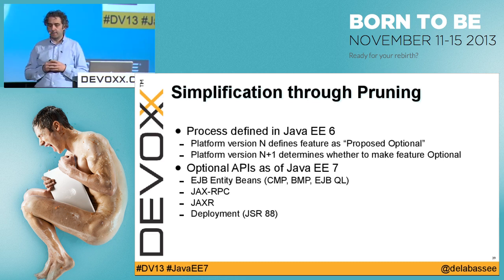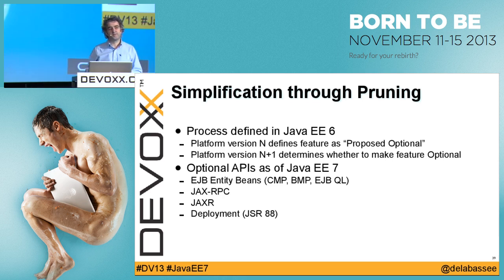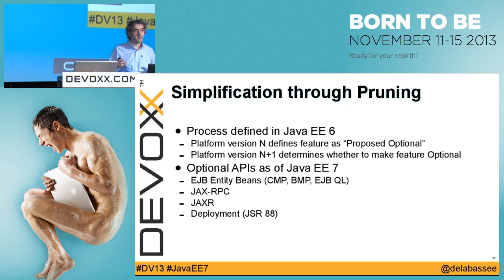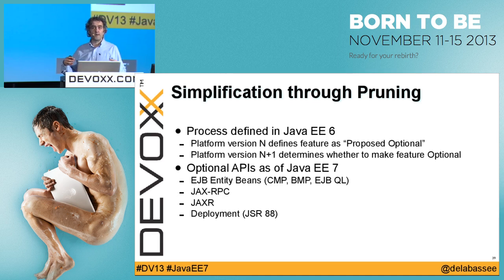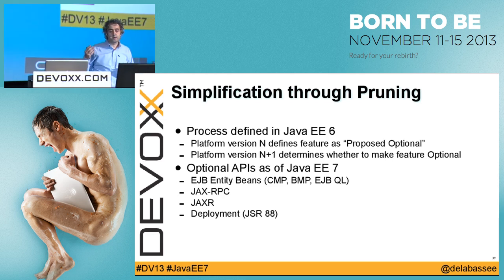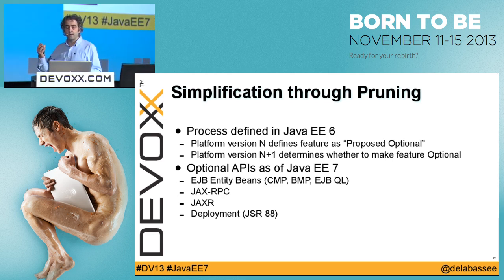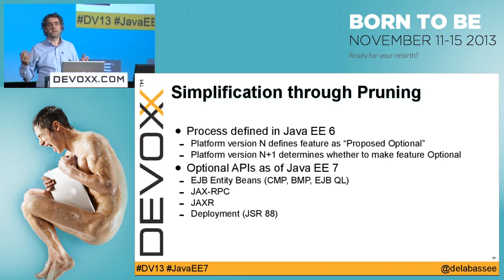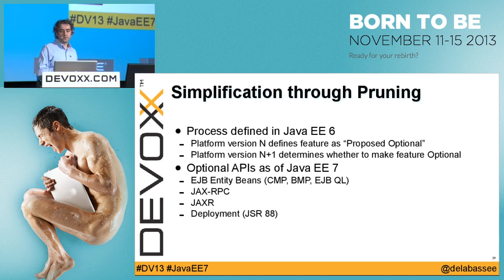Pruning is basically a way to put some warning flags on some specifications that are not really useful anymore. So in Java EE 6, we pruned a few specifications. That basically means that in Java EE 6, they were marked as proposed optional. They were still there in Java EE 6, but we want to inform you that they might disappear over time. Now in Java EE 7, they are optional. The specification doesn't mandate that you implement those features.